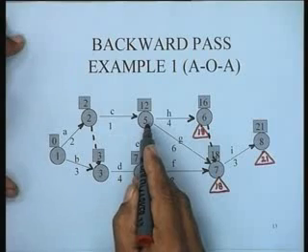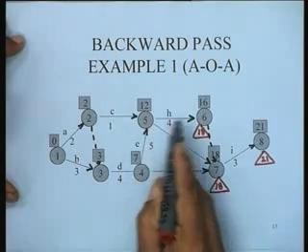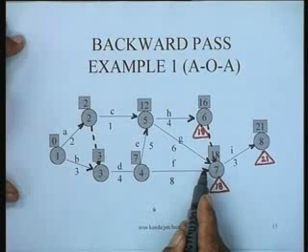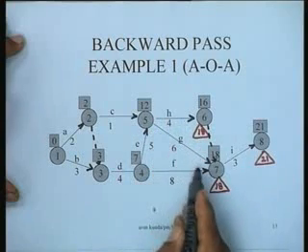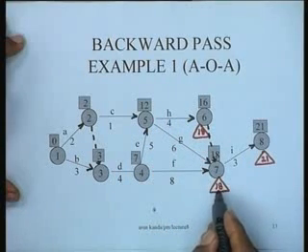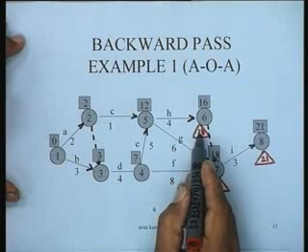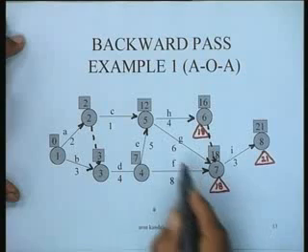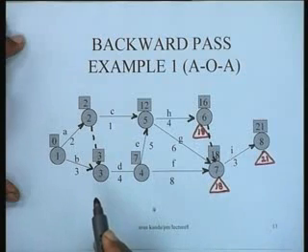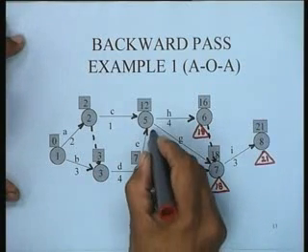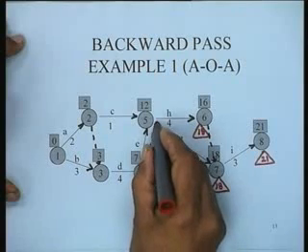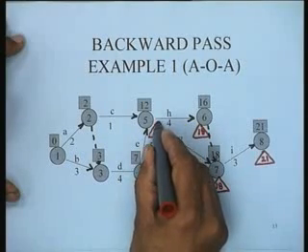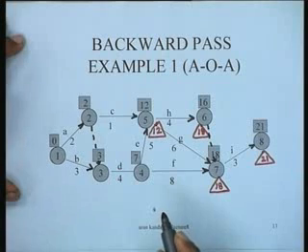Look at node 5. Node 5 has two successors. You see, in the backward pass we are concerned with the successor activities. It has these two successors. So I have to look at 18 and 18, and I have to say 18 minus 4 is 14 and 18 minus 6 is 12. The minimum of the two is 12. So the latest occurrence time of this particular node 5 is 12.